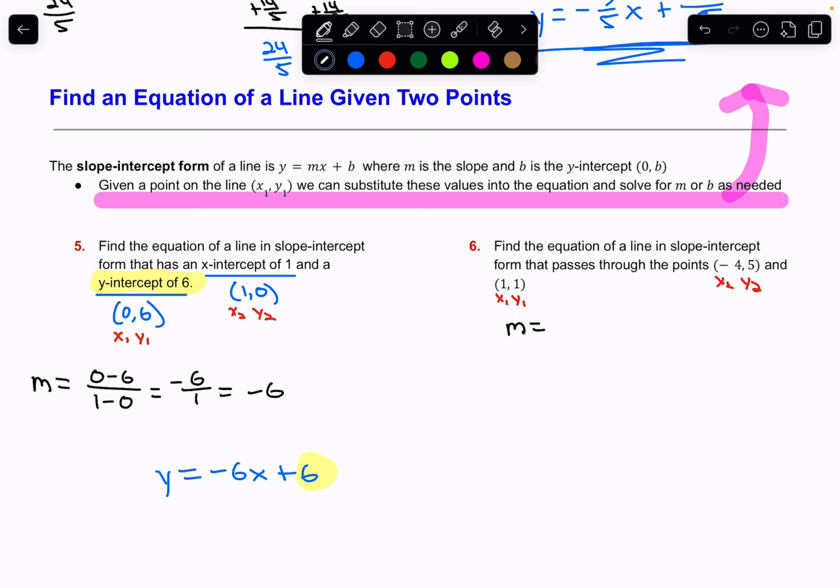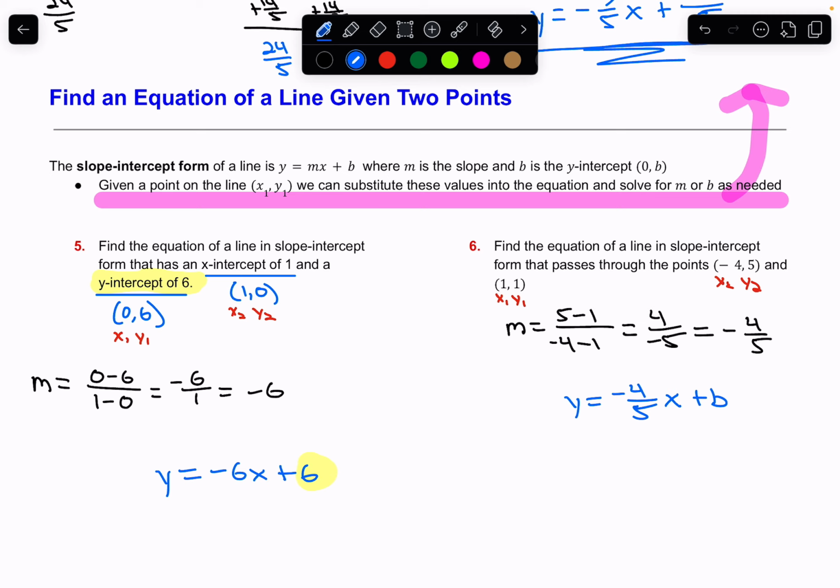So here I do y2 is 5 and y1 is 1. So I'm going to do 5 minus 1. Divide that by x2 minus x1, which is negative 4 minus 1. This simplifies to be 4 over negative 5. And so my slope is just negative 5 over 4. Oops, said that backwards. Is negative 4 over 5. There we go. So now we're going to set up y equals negative 4 over 5x plus b, where I don't know this b value yet.